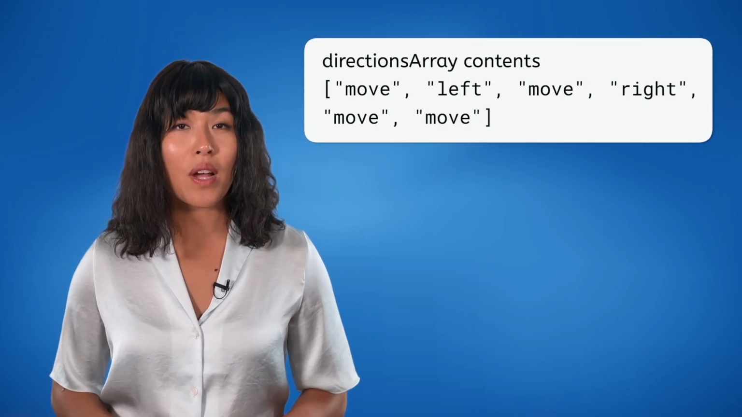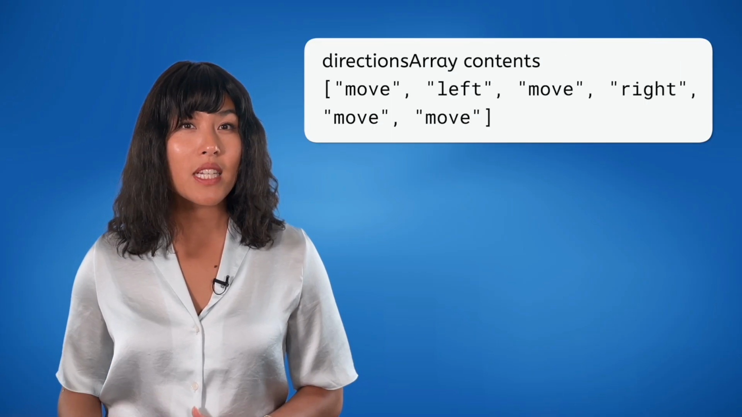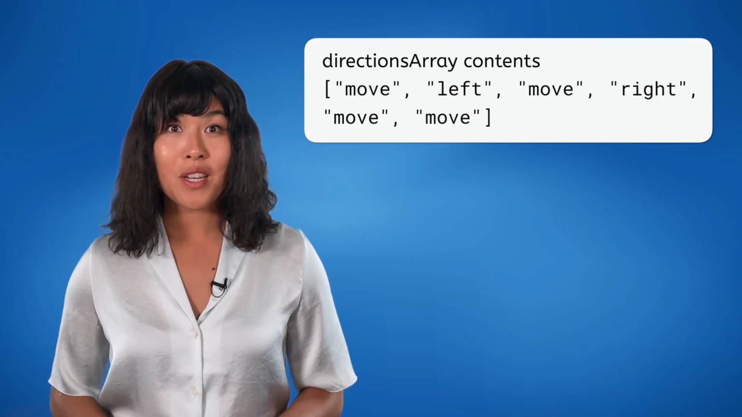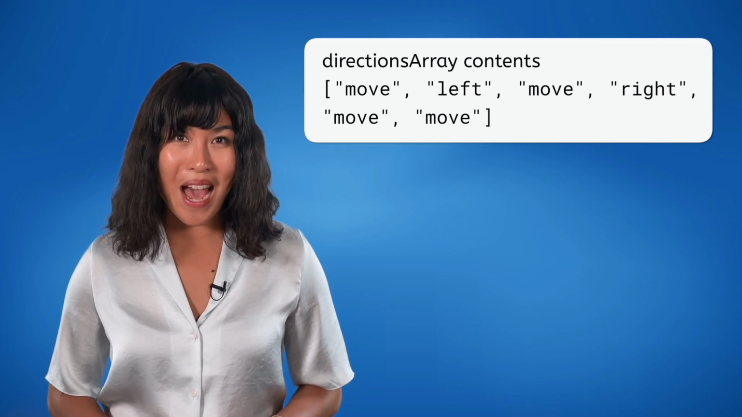Can you use the insert command to insert a value into the directions array for our rocket again? Right now, the array looks like this. We would like to insert another left command at index 2. Do this in your guided notes now.